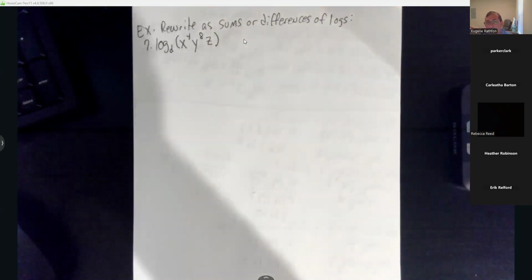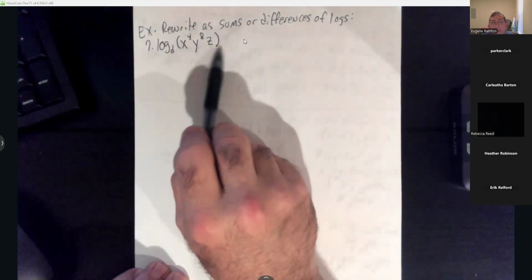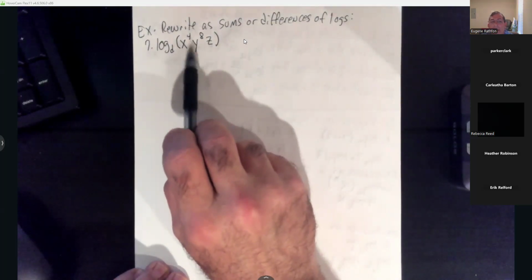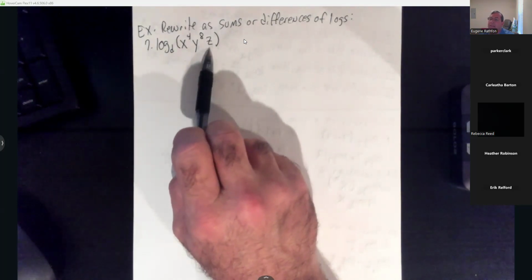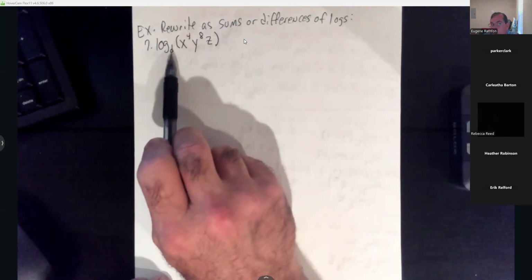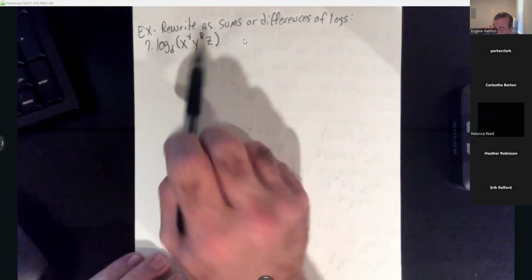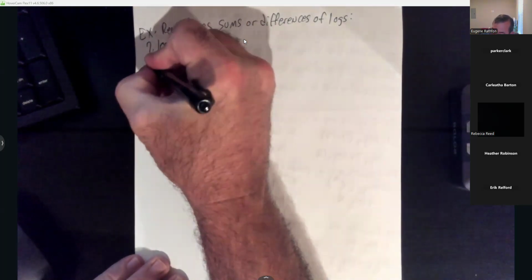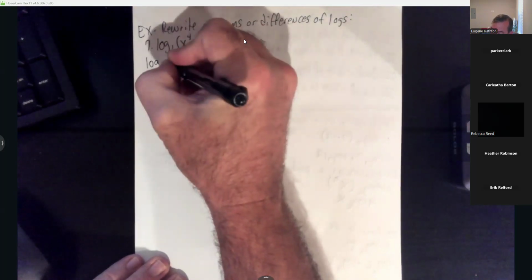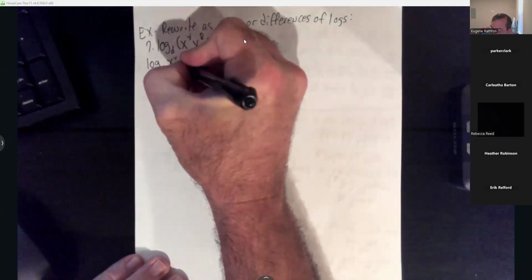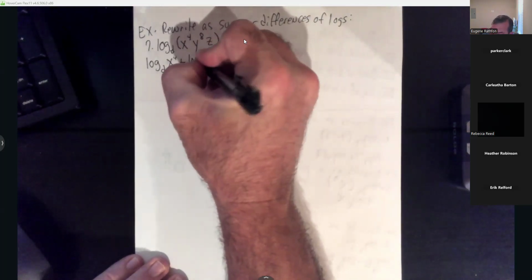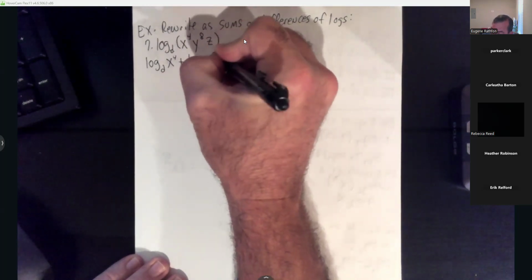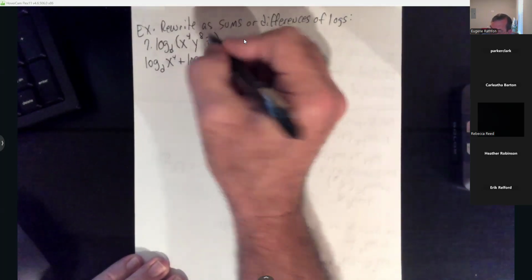So y'all, here's the thing. Since these factors are all being multiplied, I know that I'm going to rewrite this using the product rule, which says that I rewrite a product as a sum of logarithms. So we're going to distribute log D to every factor here. So I'm going to get a log base D of x to the fourth plus my log base D of y to the eighth plus my log base D of z.